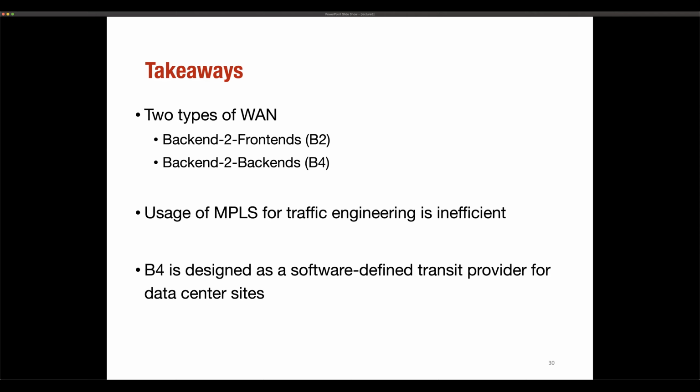And in the next lecture, we will be focusing more on the other type of wide area network, which is the backend to front end, B2 type. We will talk about Espresso and Edge Fabric, which are the implementations for Google and Facebook, and see how these ideas have adapted and transferred to the other type of wide area networks.